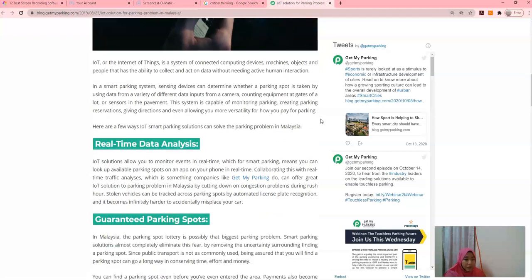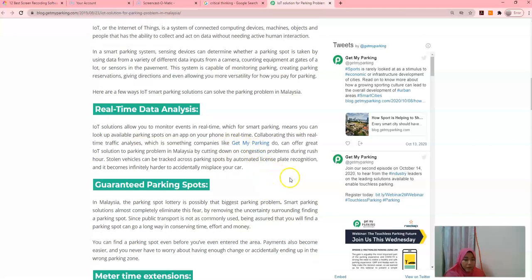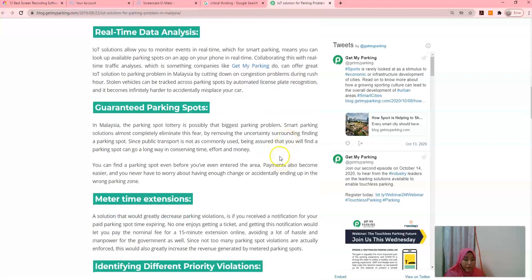So these are the benefits of IoT smart parking solutions. It uses real-time data analysis, which means that you can look up available parking spots using the apps on your phone. Nowadays we are using mobile more than other technology, so you can install the apps, for example from the Get My Parking company. After that, it can guarantee parking spots. This is some of the benefit.